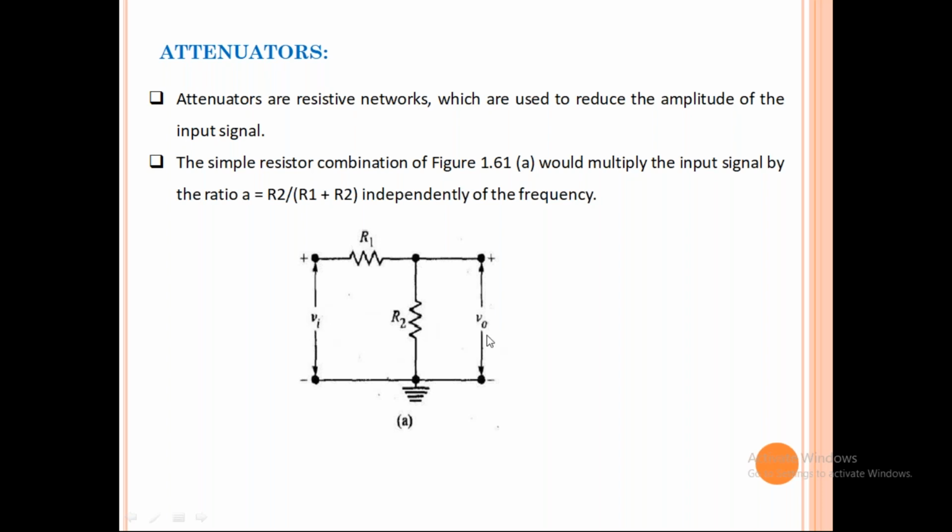Suppose the input voltage is 10 volts and the output voltage I want is 5 volts. With R1 equal to R2, you get an output of 5 volts. Here the output voltage is independent of frequency.